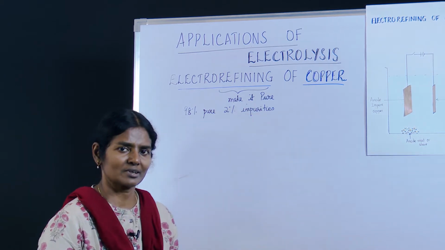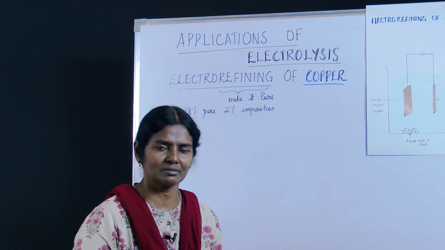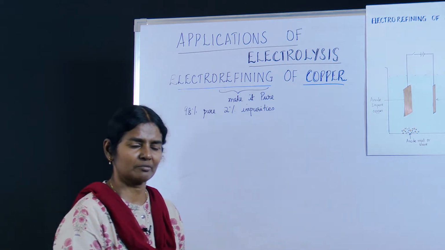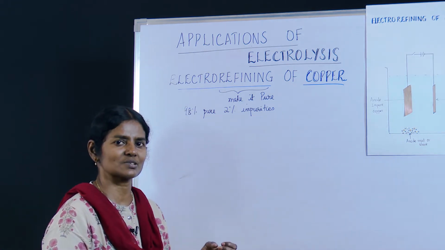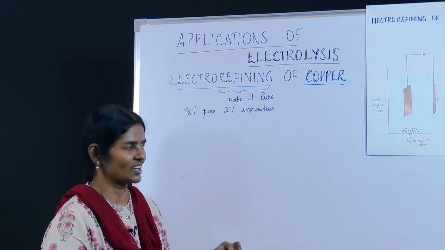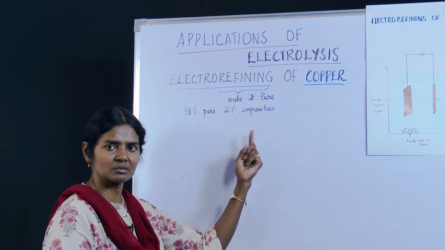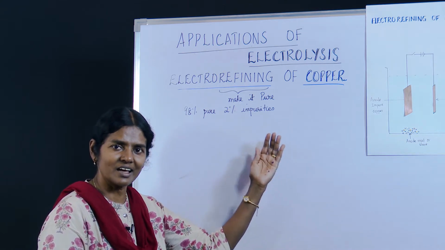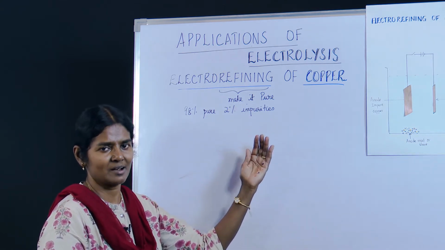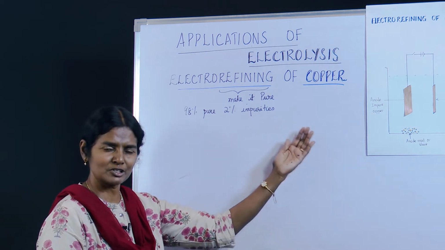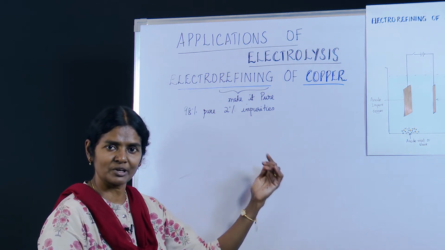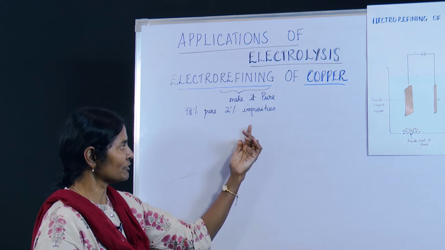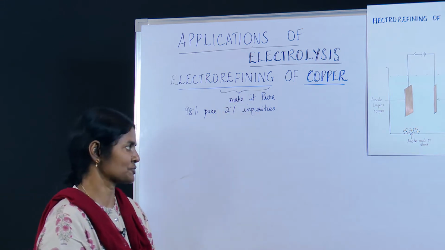Sometimes all our bad things we will leave off, but there may be a few things that are so hard to give up. It's like that. This 2% impurities, through all the stages that it has crossed, still hasn't gone from the metal. But we need pure. We need it to be 100% pure or 99.99% pure. So for that we make use of electro-refining.